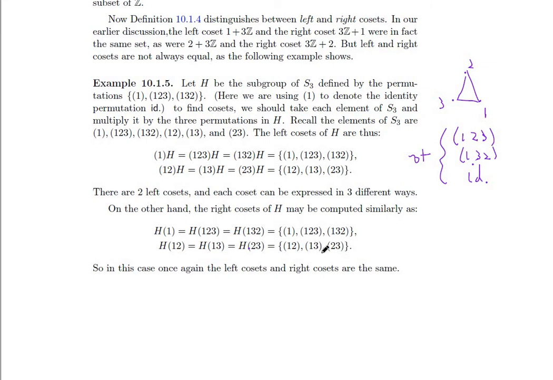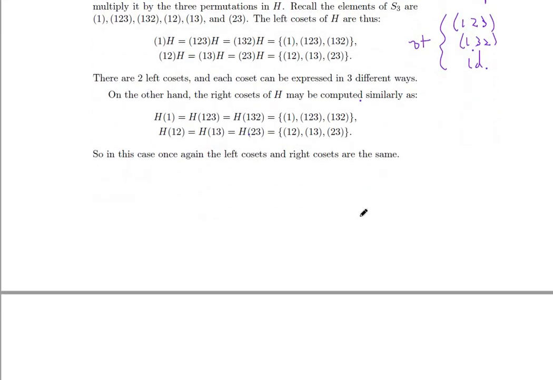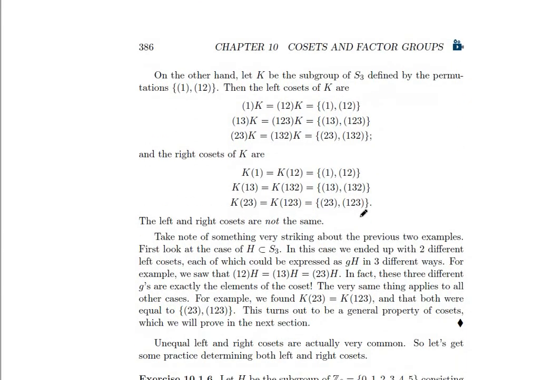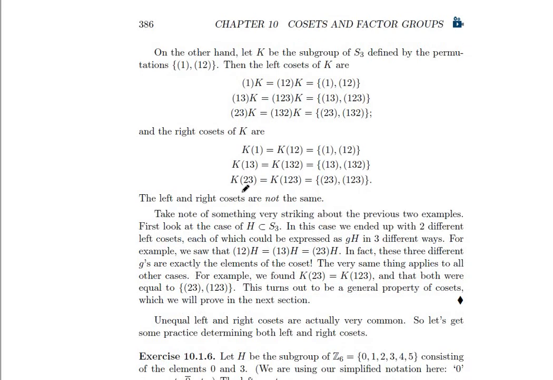Okay. So it turns out in this case that there are 2 distinct left cosets and 2 distinct right cosets, and they happen to be the same. Now I'll just warn you that this is not always true, but it is true in this case. All right. So here's a case where we do not have the equivalence that we saw before. Here I can take S3, I can take a subgroup K that consists simply of 2 permutations, 1 and (1 2).